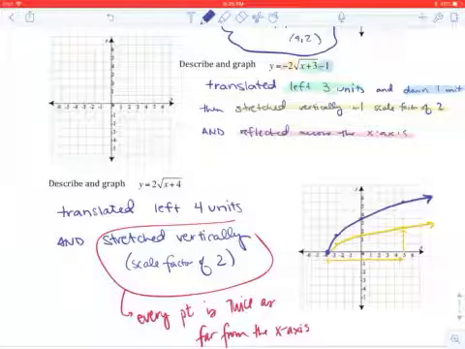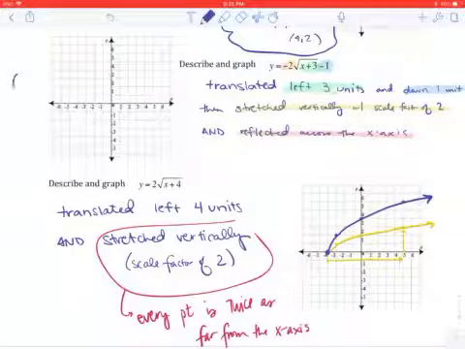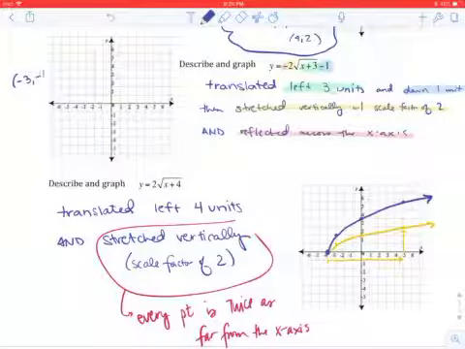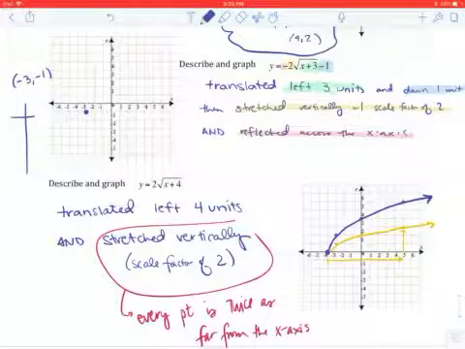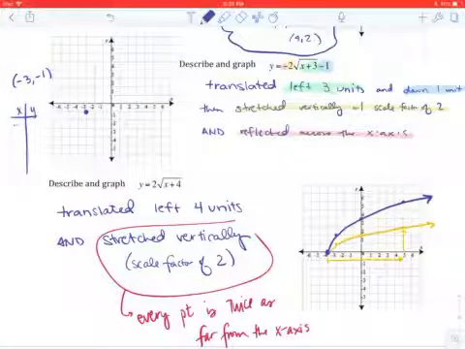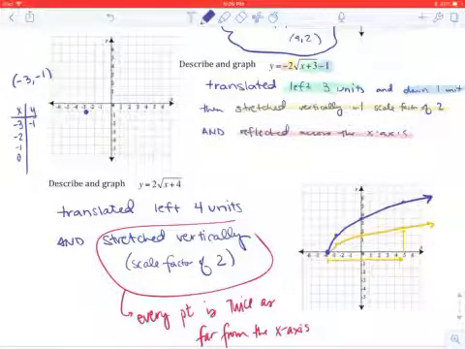Right? The key is going to be knowing where to start. And really from there, you can kind of plug in numbers if you want. We're going to start right here. Left 3 units, so at negative 3, and down 1, negative 1. I'm going to plot negative 3, negative 1. Now from there, you really might just want to plug in a T-chart. You plug in negative 3, negative 1, then just plug in the next few numbers.